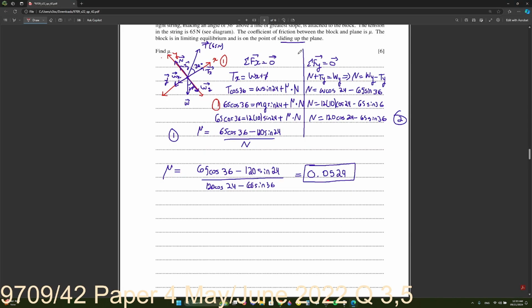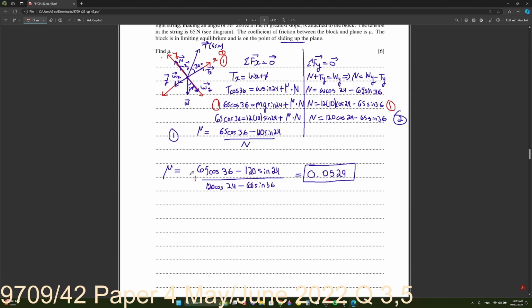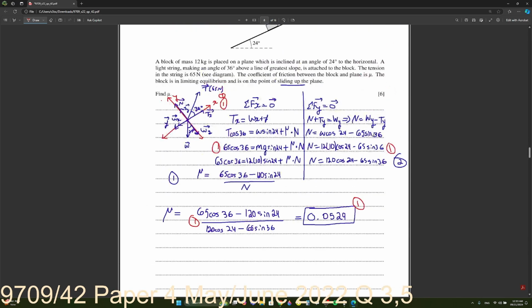Okay, makes sense. So perpendicular to the plane would be, again, the FBD. So we get another mark for the FBD, one for the horizontal part, one for the vertical part. And here would be the fourth mark. Then, basically, this would be one mark. This would be another mark. That's how you get your 6 marks: 2 for the FBD, 1 here, 1 here, 1 here, 1 here. That's your 6 marks. Very easy.